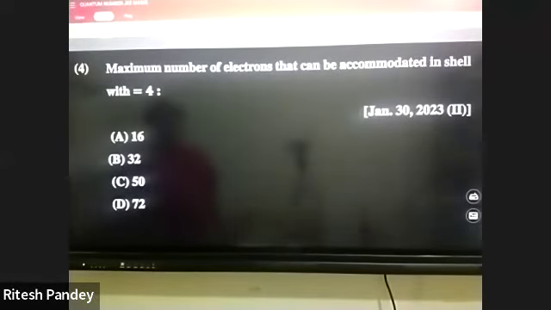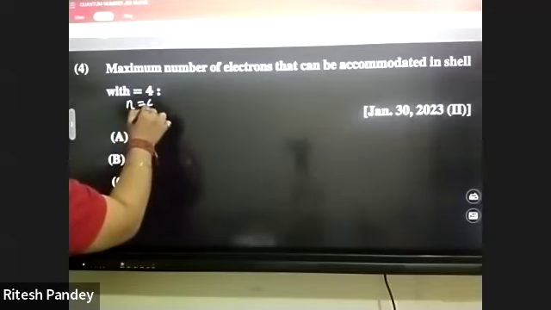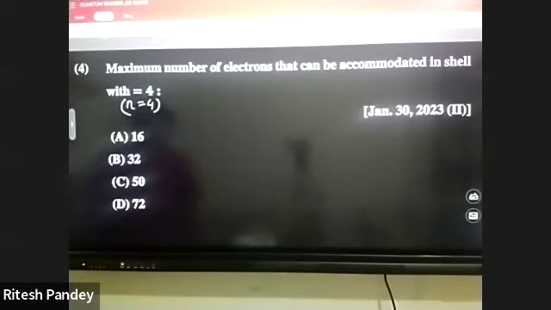Maximum number of electrons that can be accommodated in shell with n is equal to 4. I'm sorry, this question is not completely correct, in the sense you'll want to write here n is equal to 4. This was there in the problem sheet, I reckon. This is the correct question. n is equal to 4 will mean the maximum number of electrons that can be accommodated in this shell or orbit with n is equal to 4, the fourth orbit.